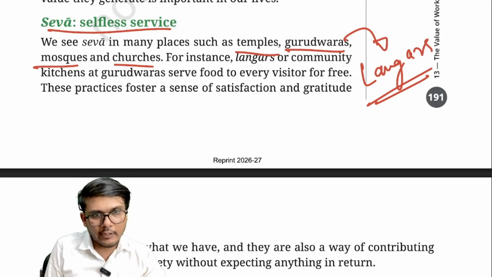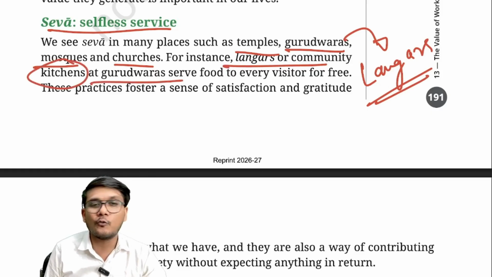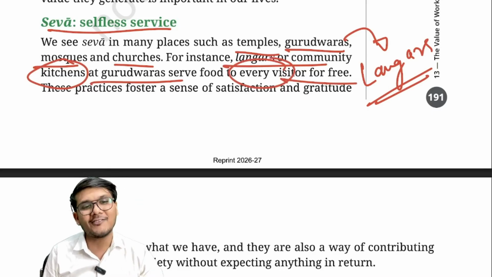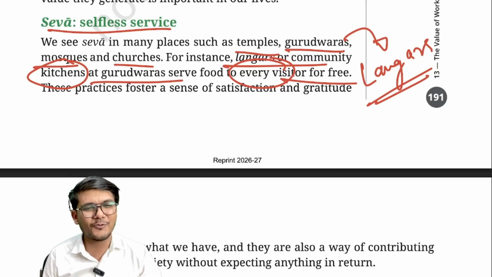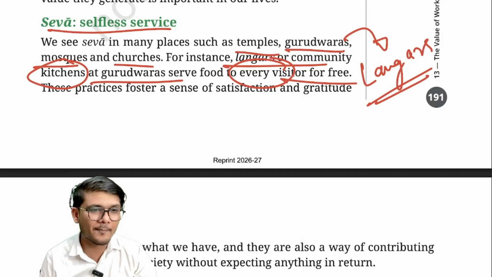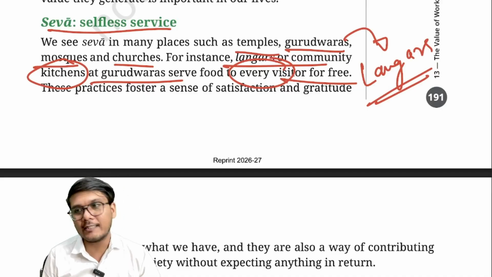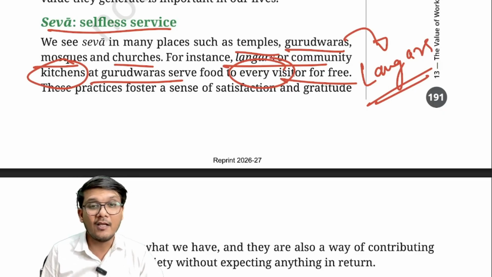So langars, that's what they are talking about. Langars, or community kitchens at the gurudwara, serve food to every visitor for free. Every visitor. They are not even asking you any criteria. They don't ask you your religion, your caste, your race, your gender, your ethnicity, nothing. You are hungry, come have food, eat. So that is the emotional touch that is there, that is a service that is there.